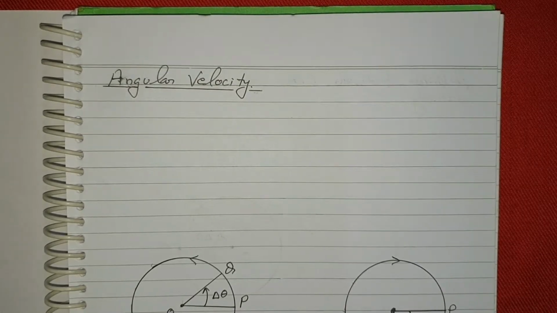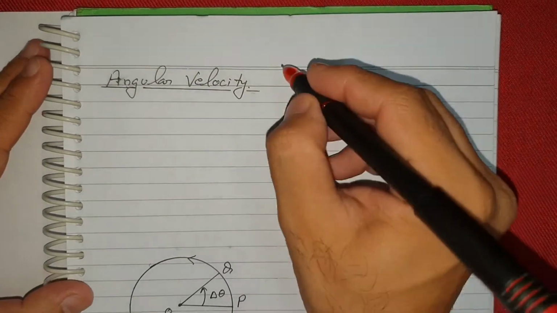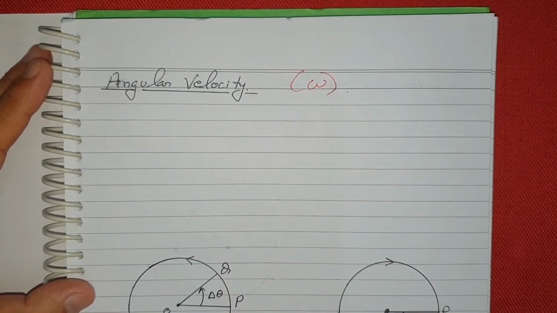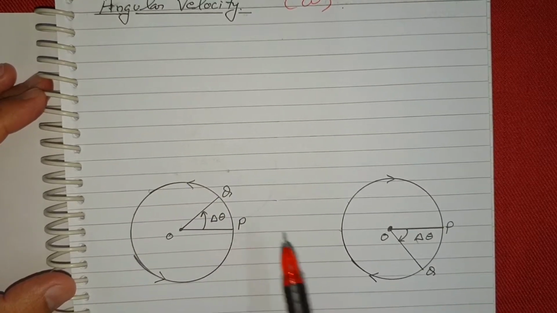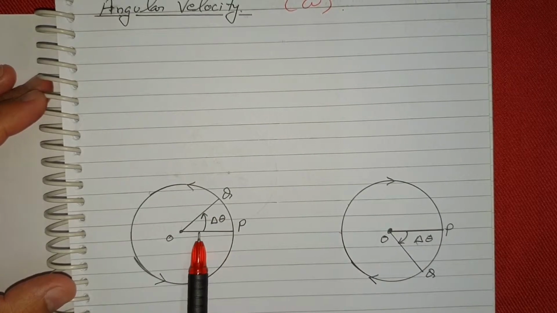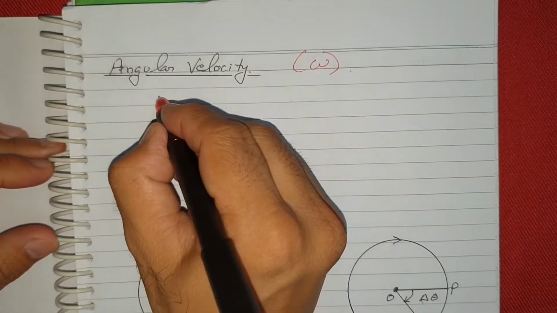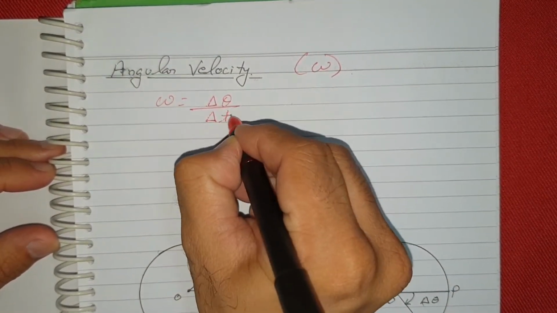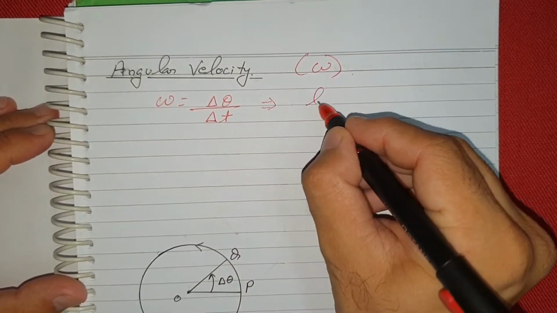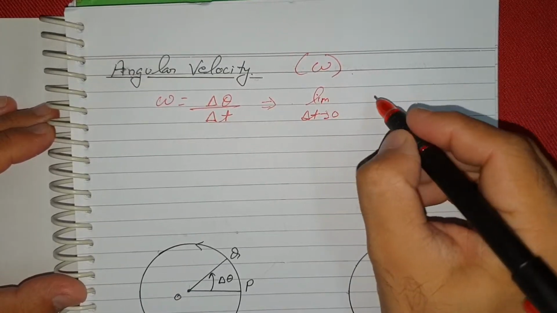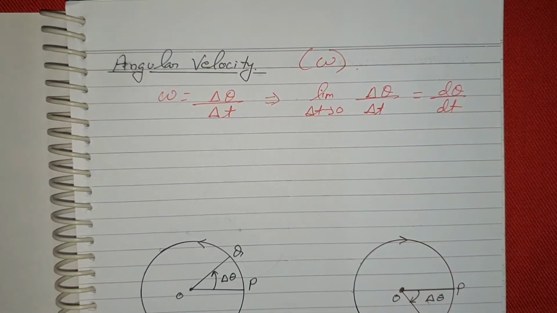Angular velocity. Now the angular velocity of an object in a circular motion is defined as the time rate of change of its angular displacement. This is denoted by the letter omega. Now if you see this diagram, the particle is going in the anti-clockwise direction and has traveled from P to Q making an angle delta theta, in the time interval delta t. So by the definition, omega will be delta theta by delta t, and you should remember theta is in radians. Using the limit delta t tends to 0, this is delta theta by delta t, which is also d theta by dt.